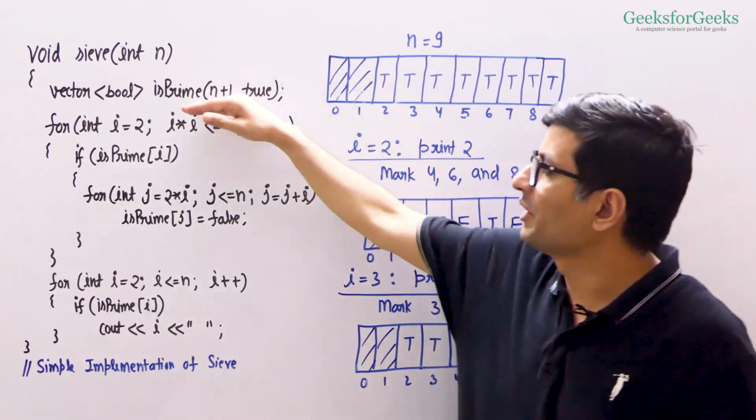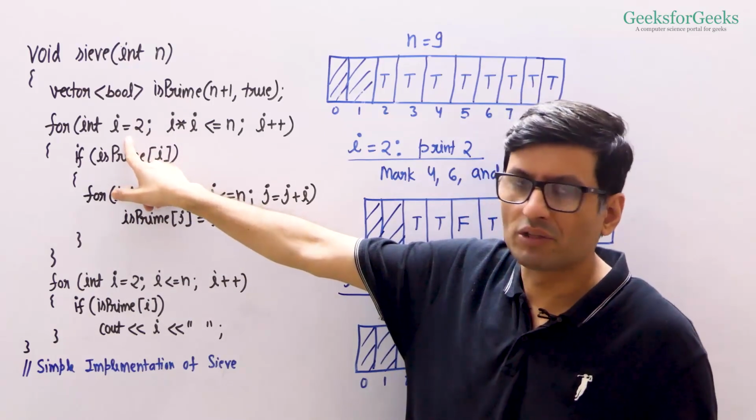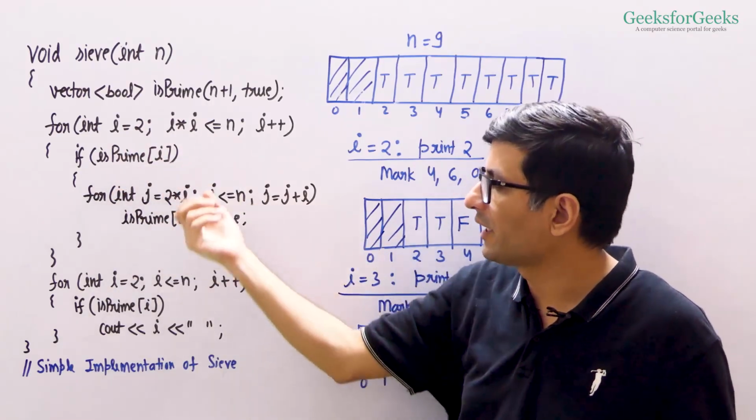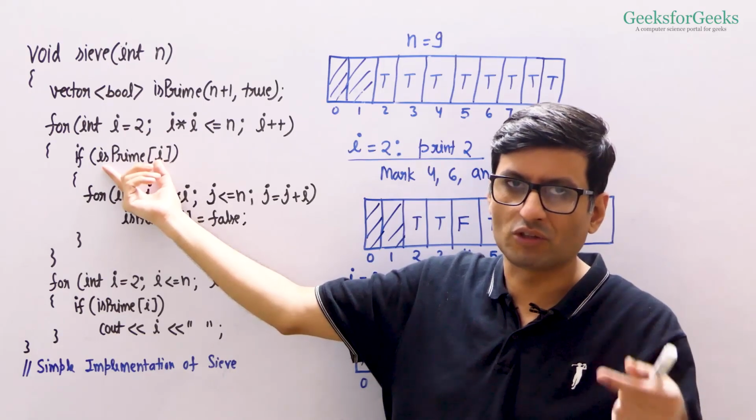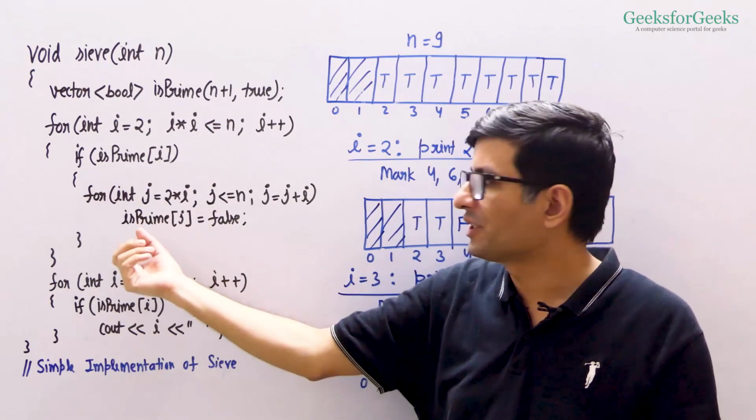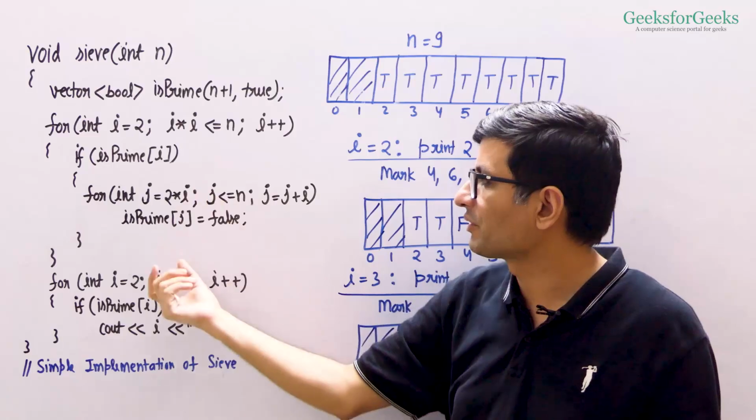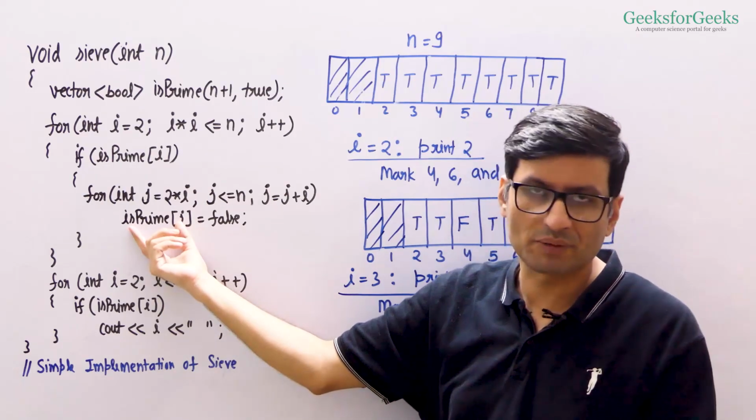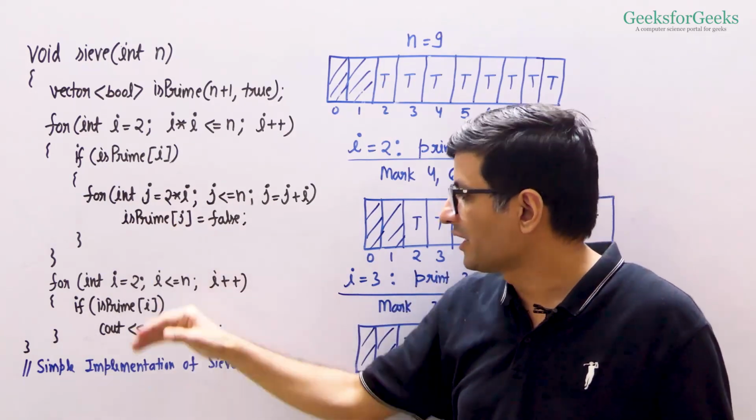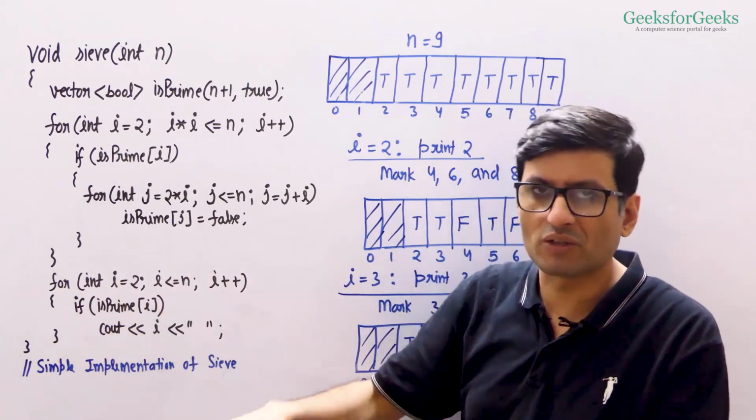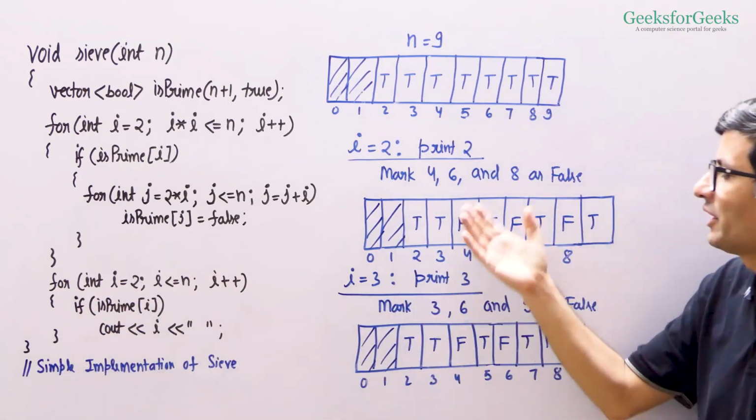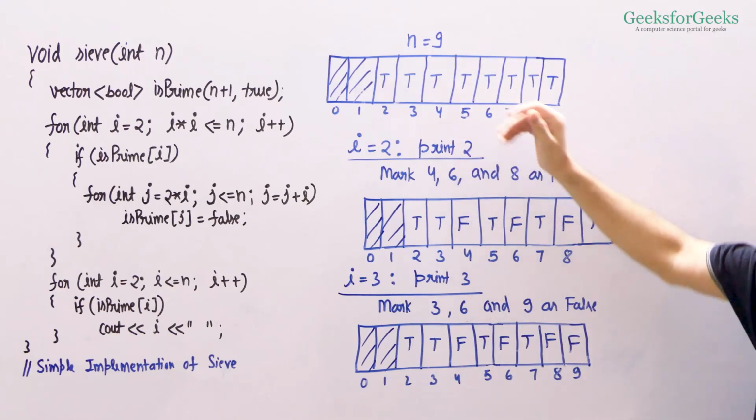After we create the Boolean array, we run a loop for i equal to 2 to square root of n, and if isPrime[i] is true, it means it was never marked false so far. Then what we do is we go through all the multiples of i and we mark their isPrime as false. And at the end, whatever entries remain true, we print those entries. So let's understand the implementation with this example.